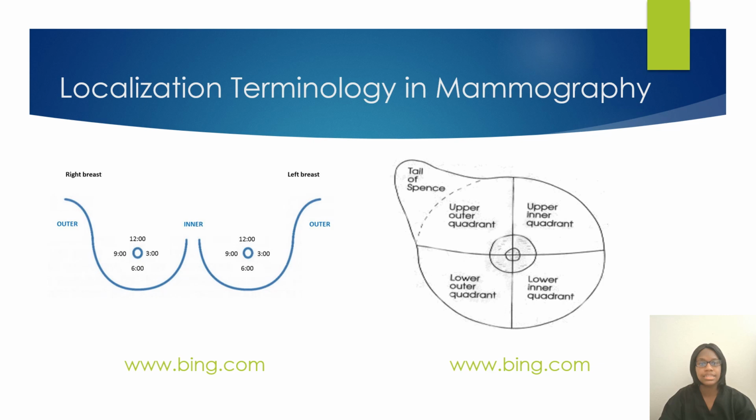Now we have localization terminology in mammography. Make sure that you know right breast, left breast, 12 o'clock, 3 o'clock, 6 o'clock, 9 o'clock. Whenever you are looking at your right breast, where is 12 o'clock? Where is 3 o'clock? Whenever you're looking at your left breast, where is 6 o'clock? Where is 9 o'clock? You also have your quadrants: upper outer quadrant, upper inner quadrant, lower outer quadrant, lower inner quadrant. You have the tail of Spence at the top by your axilla.